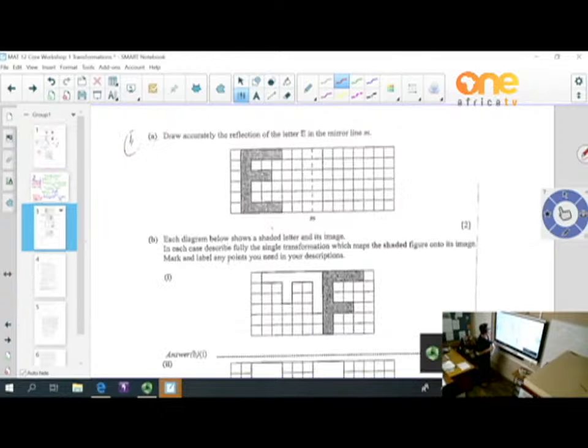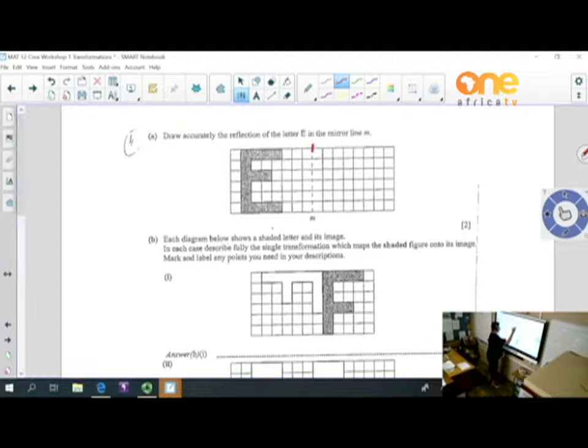Draw accurately the reflection of the letter E in the mirror line M. So there we have it exactly. Here is my mirror line right in the middle. Once you've got the first point, it's usually very easy to continue there.